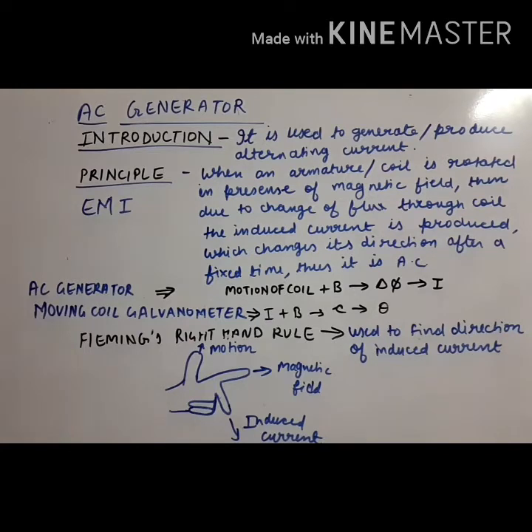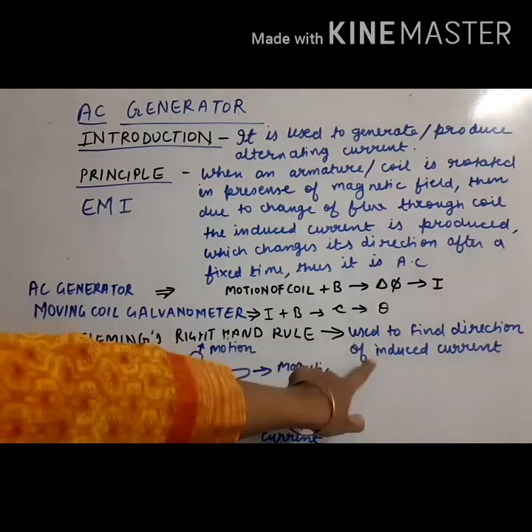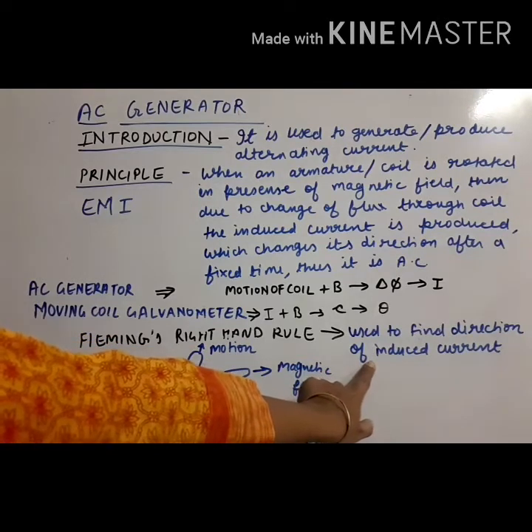So let us now take the help of one more rule which will decide the induced current direction. Till now we have understood Lenz law to find the direction of the induced current. Now we have the support of one more law, that is Fleming's right hand rule. It is not Fleming's left hand rule, it is Fleming's right hand rule. Fleming's right hand rule is used to find the direction of induced current in any coil.